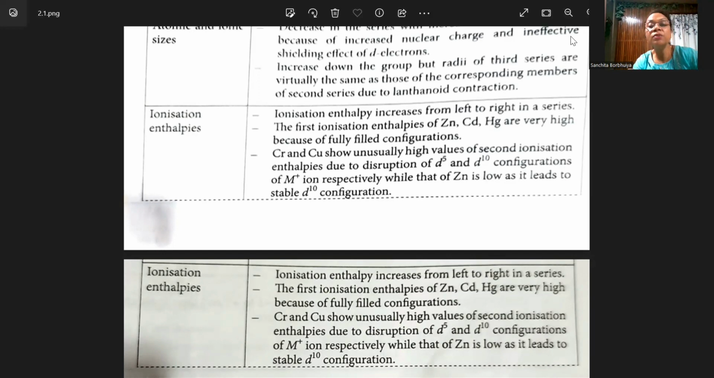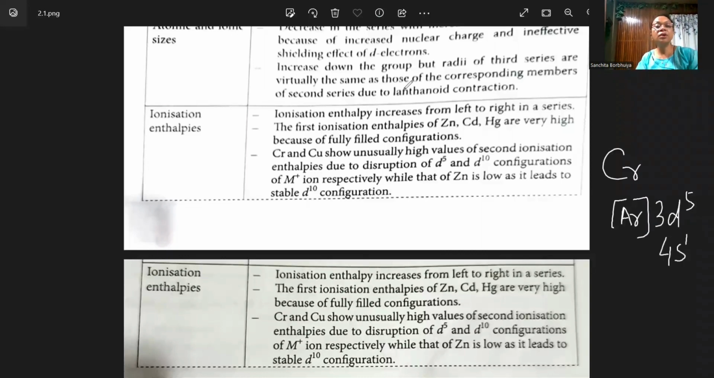Chromium and copper show unusually high values of second ionization enthalpies. So what will happen for chromium is that, for chromium, we have the electronic configuration as argon 3d5 4s1. So chromium naturally will resist giving out the second electron because of the half-filled d5. Same with copper also. Copper has the electronic configuration argon 3d10 4s1. So both will resist the disruption in the d5 and the d10 configuration. So naturally, the second ionization enthalpies will be high.